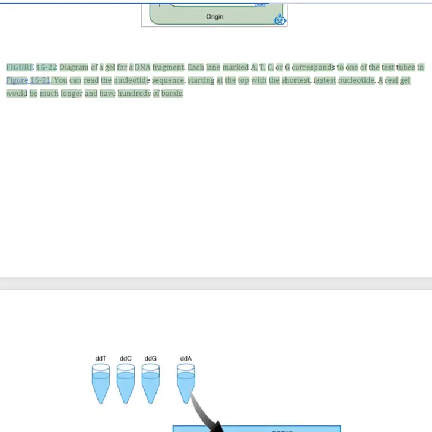Figure 15:22 diagram of a gel for a DNA fragment. Each lane marked A, T, C, or G corresponds to one of the test tubes. In Figure 15:21 you can read the nucleotide sequence, starting at the top with the shortest, fastest nucleotide. A real gel would be much longer and have hundreds of bands.